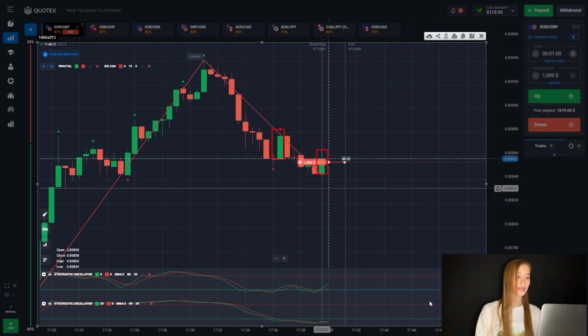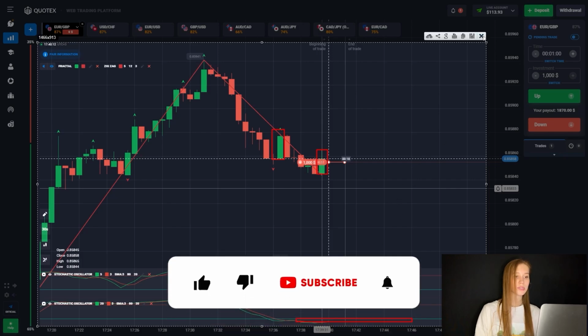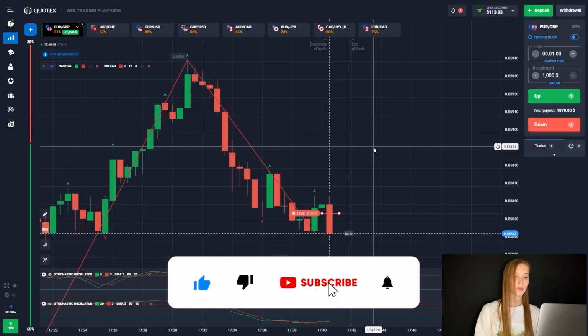Our sensitive stochastic does not cross the line with a value of 20. That is, it does not cross the oversold line. And now the upper stochastic is not quite confident, and I think our movement should go down. As I said, the movement went down, and it remains only to wait.